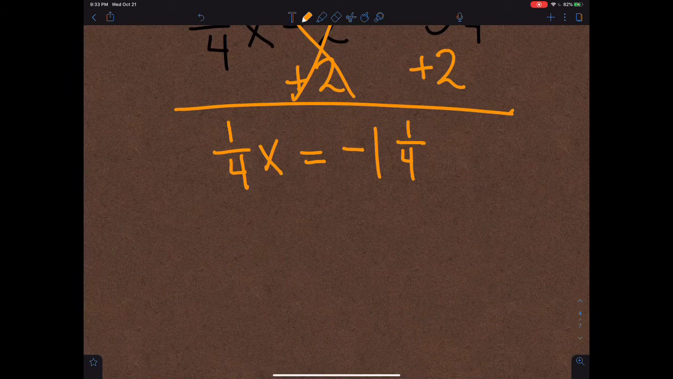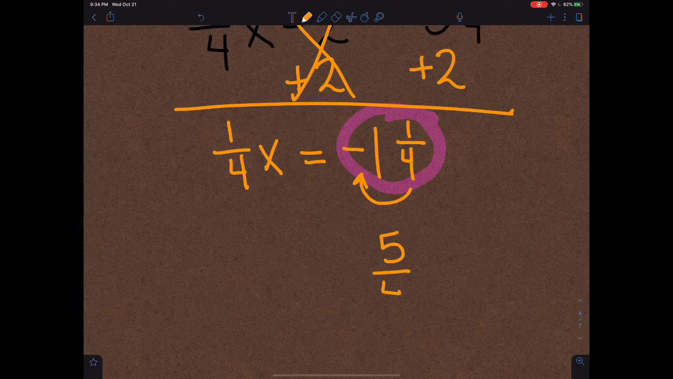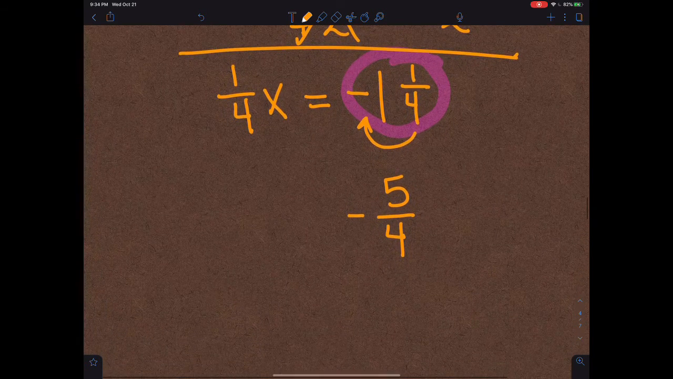And then, let's see. I wonder if we should multiply everything by 4. You know what? Let me do this first. I want to turn this from a mixed fraction to an improper fraction. So to do that, I'm going to do 4 times 1 is 4 plus 1 is 5. So it's 5 over 4, and it's negative. Okay, so I'm going to leave that there and just fill in the rest of the problem.